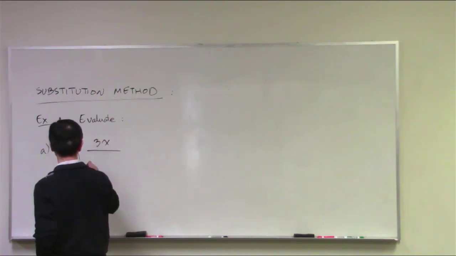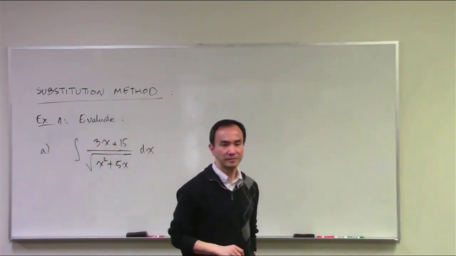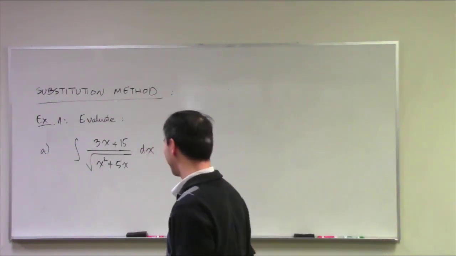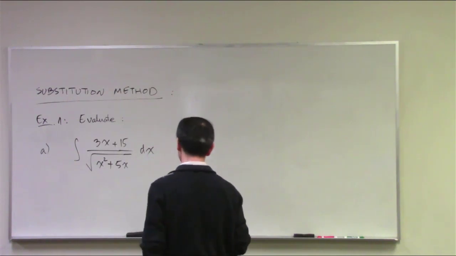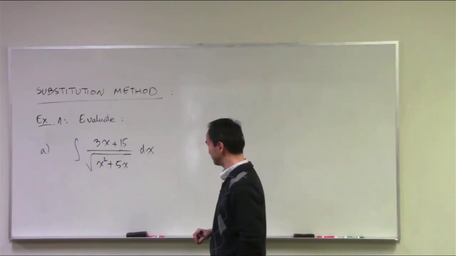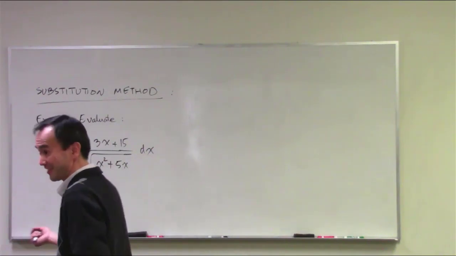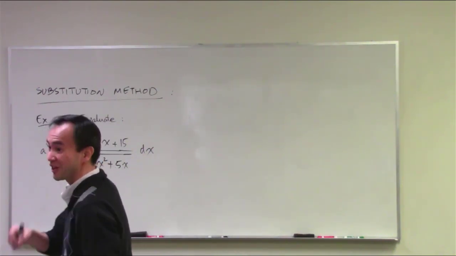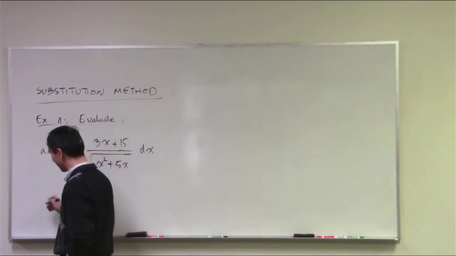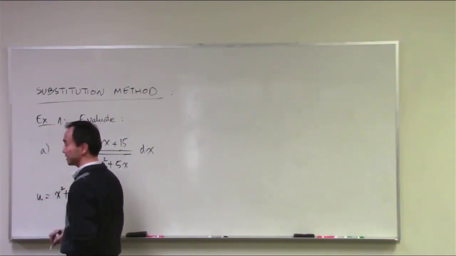3x over the square root of... So allow me to lead the way into this. On your own time, you can look around and maybe find an even better substitution than the one I suggest to you. Everything I'm doing up here is simply what I suggest. Does that make sense? Okay. So what do I suggest? Substituting u equals x squared plus 5x.